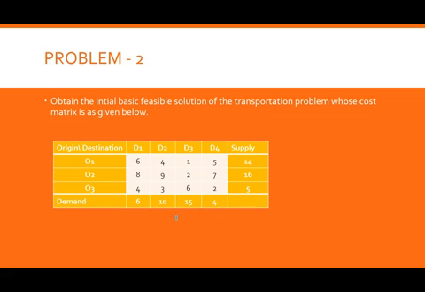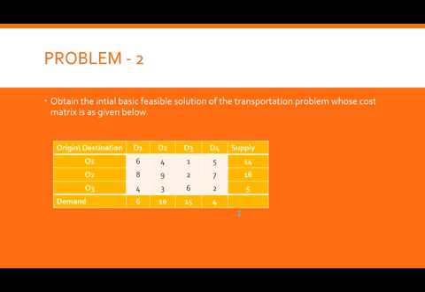Okay. Second problem, I have three origins, O1, O2, O3, four destinations, D1, D2, D3, D4. The supplies are 14, 16, 5 and the demands are 6, 10, 15, 4. So how to solve this? Where will you make the first assignment?